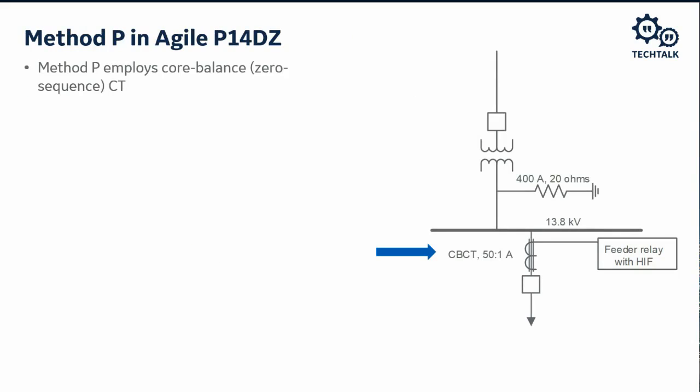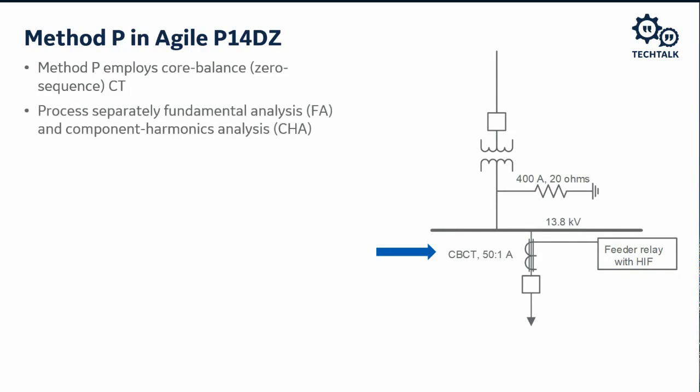Method P employs a core balance or zero sequence CT as indicated here. It detects arcing faults by dividing the analog current input signal from the CBCT into an overall arcing detection portion called fundamental analysis and into a third-fifth harmonics portion called component harmonic analysis. In addition, Method P uses voltage for a sensitive power calculation to determine direction, the DIR algorithm. This method works well for ungrounded and resonance-grounded Peterson coil type systems.